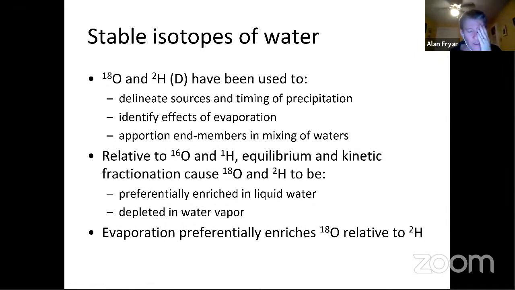There are different types of fractionation of the stable isotopes. They can be either equilibrium fractionation or kinetic fractionation. But basically, relative to the light stable isotope, the heavy stable isotopes in water tend to be preferentially enriched in liquid water, as I mentioned, and depleted in the water vapor. As an example, evaporation preferentially enriches oxygen 18 relative to oxygen 16 and hydrogen 2 relative to hydrogen 1, but it also enriches oxygen 18 relative to hydrogen 2, because hydrogen 2 is a lighter atom than oxygen 18 is. So the oxygen 18 is more likely to be left in the liquid phase than the hydrogen 2 is.